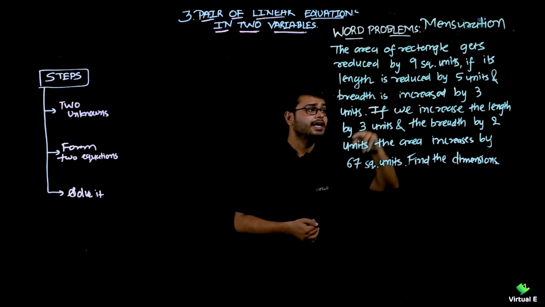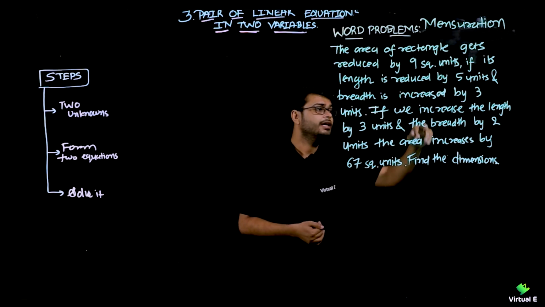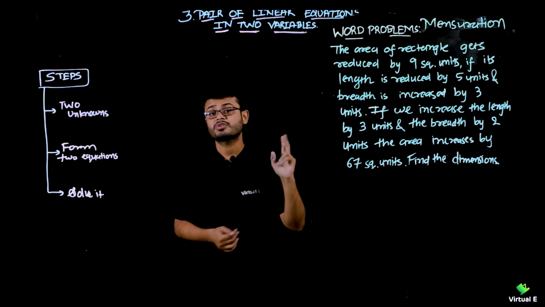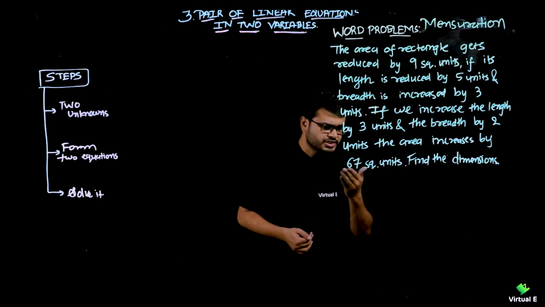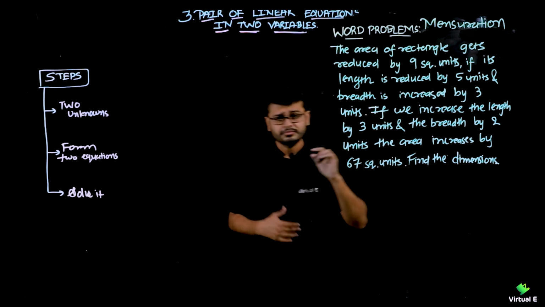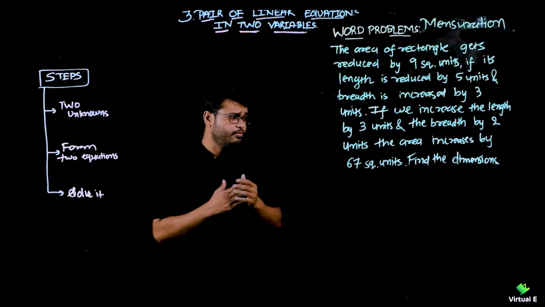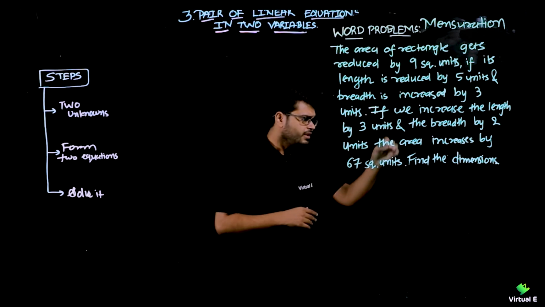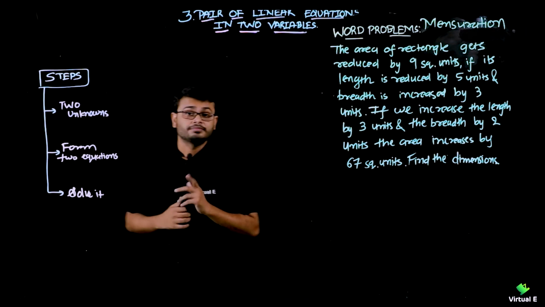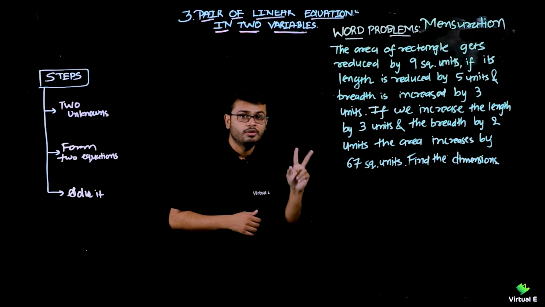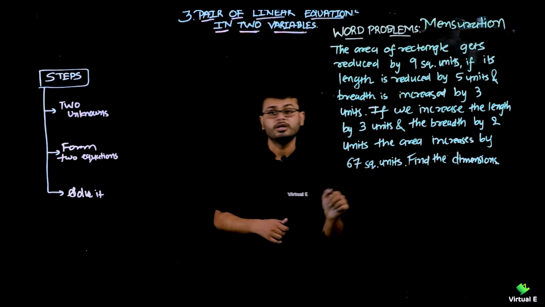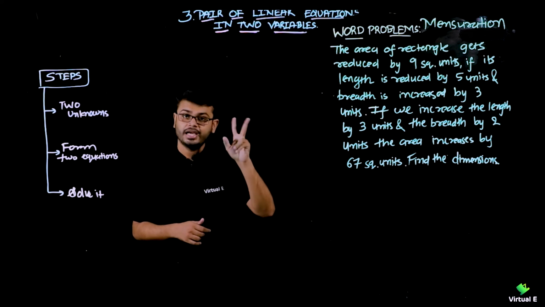Second condition is also given. If we increase the length by 3 units and the breadth by 2 units, the area increases by 67 square units. Remember, square units means it is area, and if it is only units, it is either a change in length or breadth. It is given, find the dimensions. Now the dimensions of a rectangle are what? Length and breadth. So what we are going to find in this question? Length and breadth of the rectangle. So our two unknowns are length and breadth.